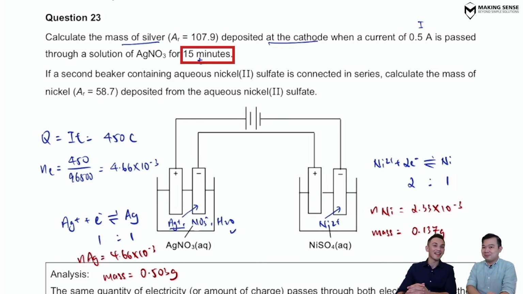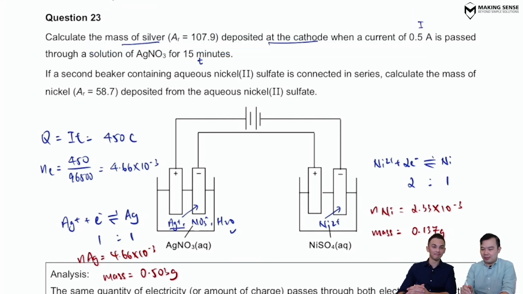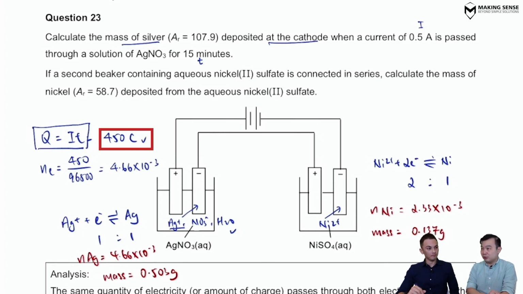What's the unit again, Mr. William? Seconds. Must be seconds. It's like physics SI units, right? So what we'll do here is use the standard formula. First, I'm going to calculate the amount of charge that is being passed through the circuit. Q equals I times t. Using the formula, you should be able to get 450 coulombs.